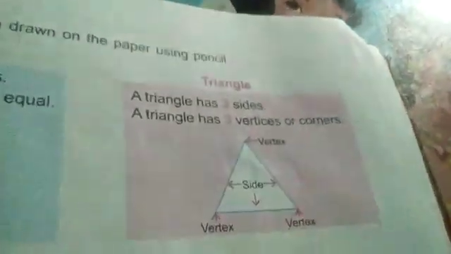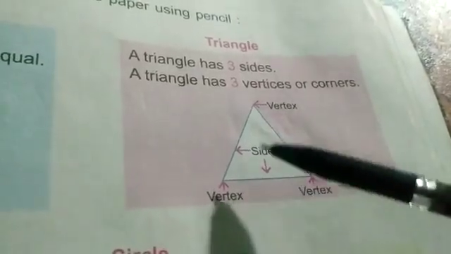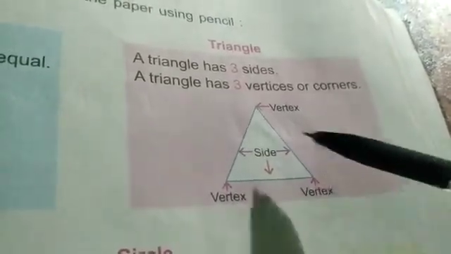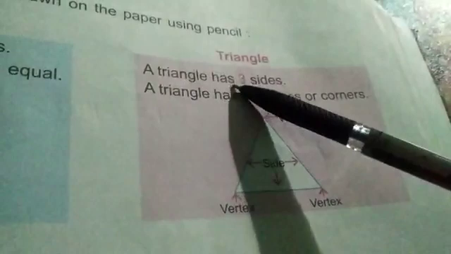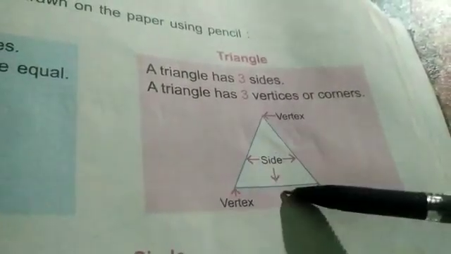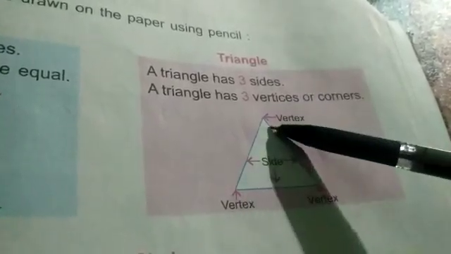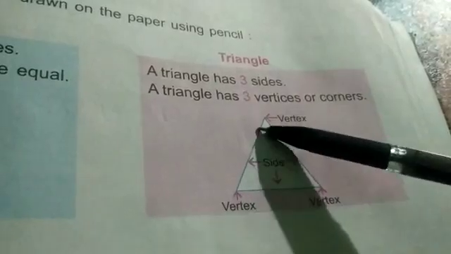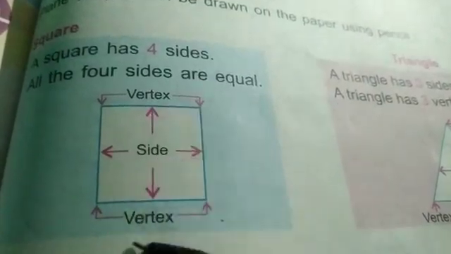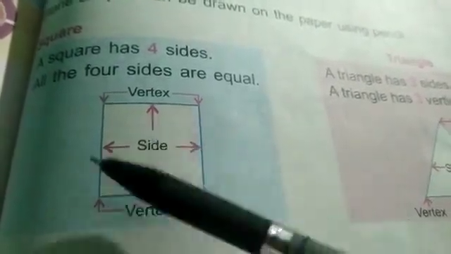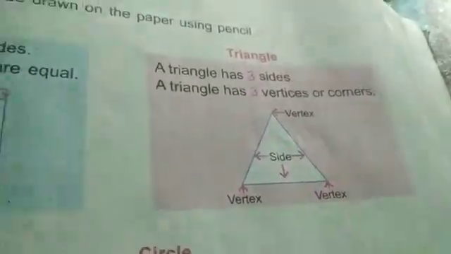Then now you can see a triangle. See children, this I have drawn. Here it is given triangle and a triangle has 3 sides. 1, 2, 3. 3 vertices. We can see it has 3 vertices and these are known as sides. A triangle has 3 sides. You can see 1, 2, 3. Then a triangle has 3 vertices, 1, 2, 3, also called corners. This vertex is known as corner also. So in a square, all opposite sides are equal. Like this opposite sides are equal and these opposite sides are equal. And in a triangle we have 3 sides.